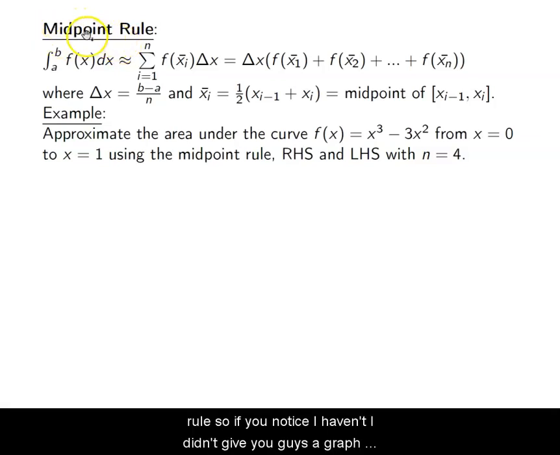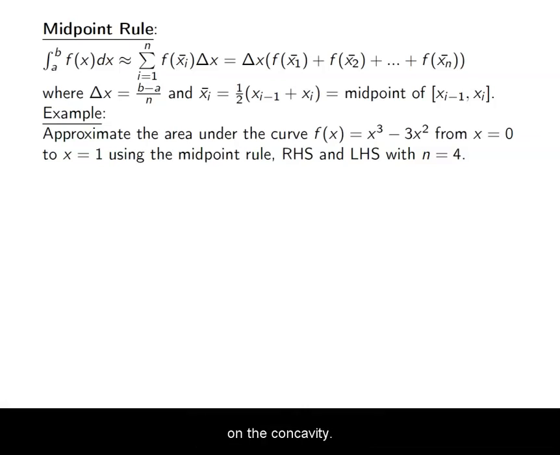If you notice, I didn't give you guys a graph for this, which is fine. You guys have seen it for the left hand and right hand sum. You know how to calculate these things. But if you're interested in what the midpoint rule looks like, especially depending again on the concavity, whether we're increasing or decreasing, generally what happens with the midpoint rule sums is that for any one rectangle, half of it would be an underestimate and half of it would be an overestimate. So it kind of averages out to be really, really accurate. So the midpoint rule generally is much more accurate than the left-hand sum or right-hand sum, right?